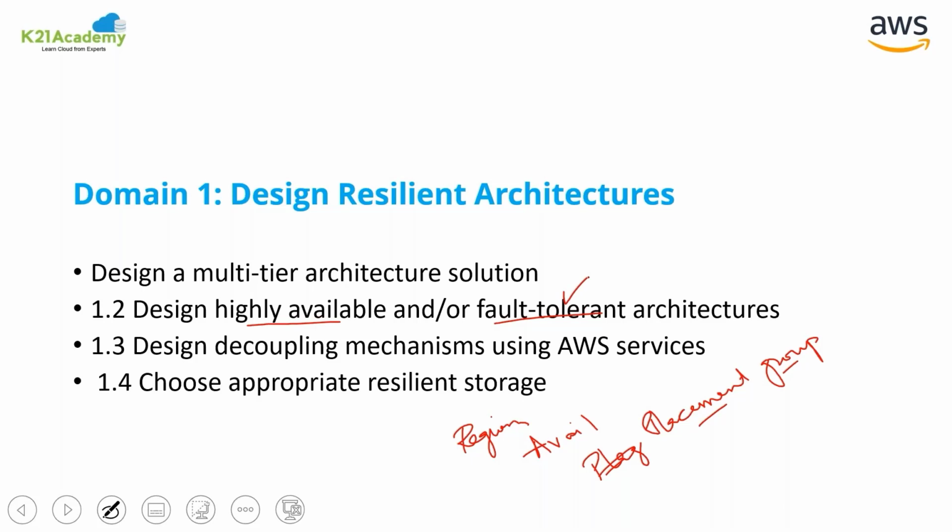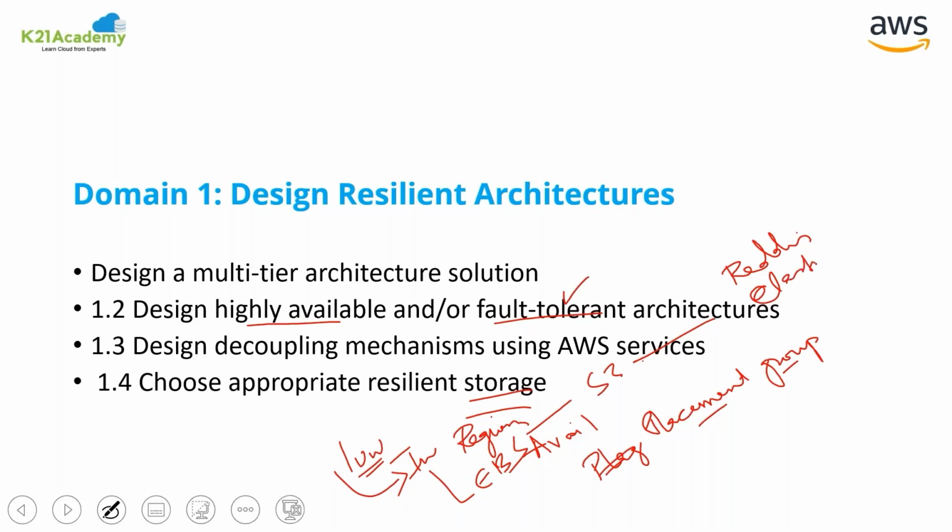Decoupling mechanisms using the AWS services, and choose appropriate resilient storage also, as we have got a lot of storage options available in Amazon. Which storage option will be the right one for you? If it has to be very low latency, then you have to go for instance store. If you want something lesser than the instance store, the next level that you have is your EBS. Then you have your S3 buckets. If you want to do caching, we have studied about caching also, Redis and ElastiCache for the databases.